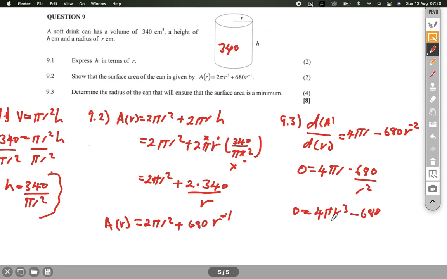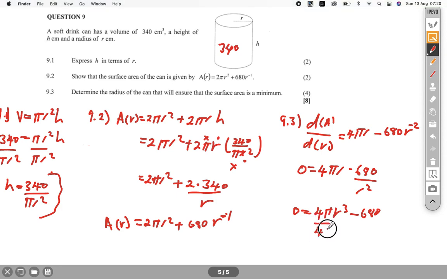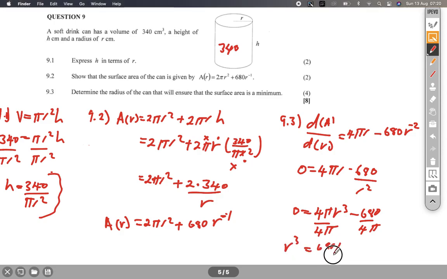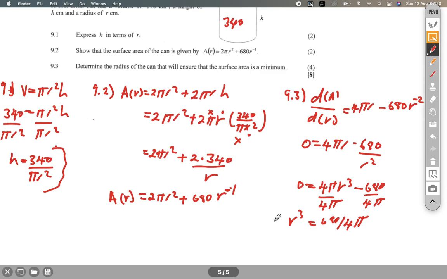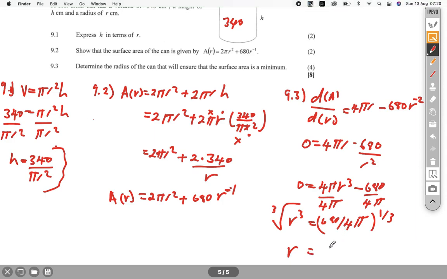And then we just divide both sides by 4 pi. Then we would have r cubed is equal to 680 divided by 4 pi. And then we just take the cube root of both sides. And then our r will be 3.78.